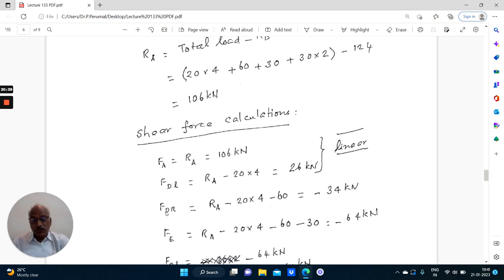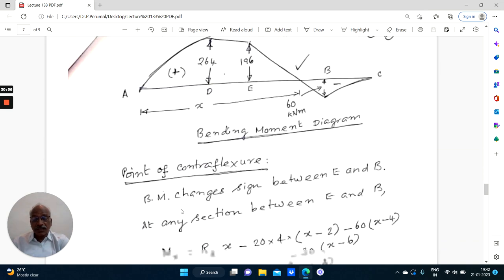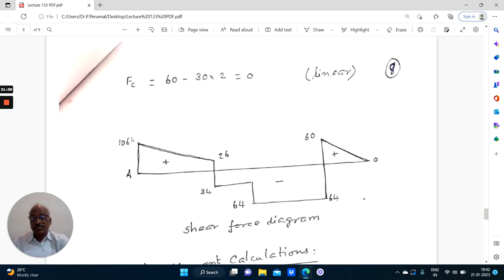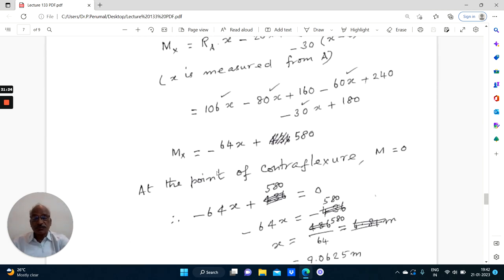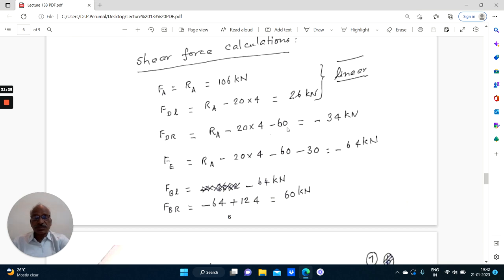Now, the shear force just to the right of the same section equals RA minus 20 into 4 minus that concentrated load, that is equal to minus 34. Therefore, in the shear force diagram, here it is 106. Because of UDL, we will have linear variation. Just to the left, it is 26. Just to the right, that is the same point, it is minus 34. So this variation you have to carefully note: because of the point load of 60 kilonewton, it varies from plus 26 to minus 34.